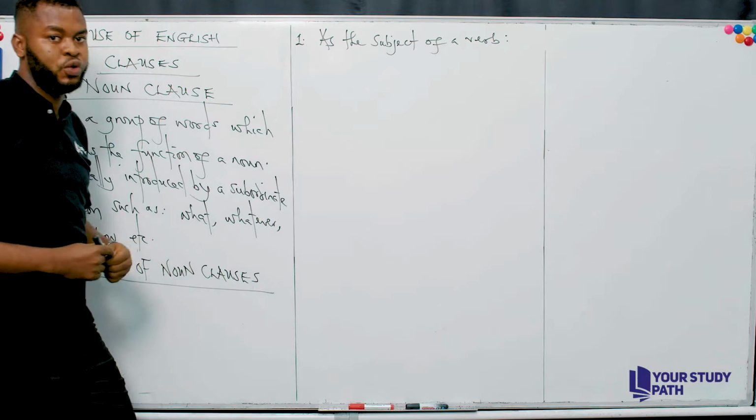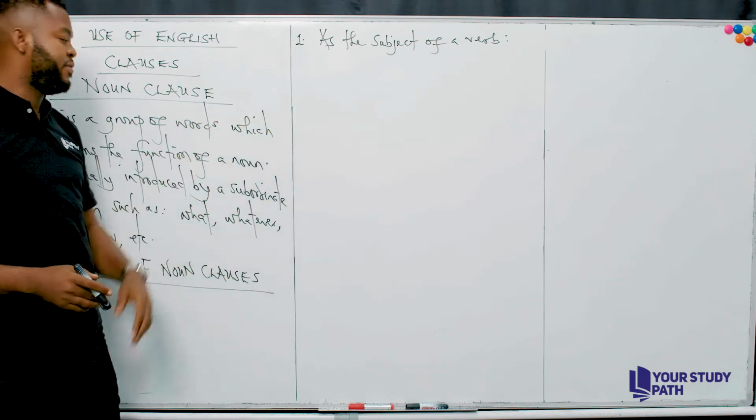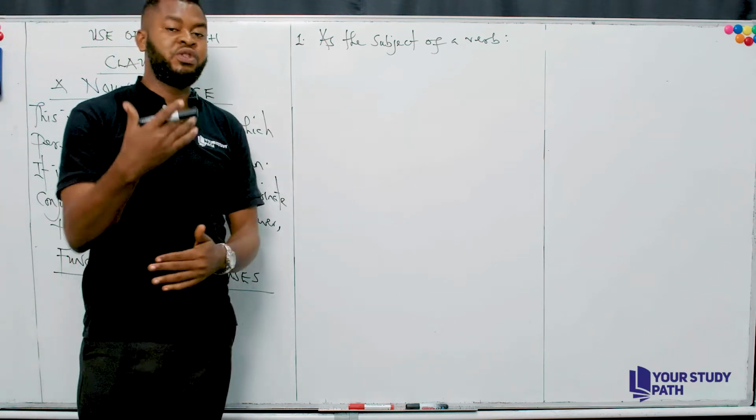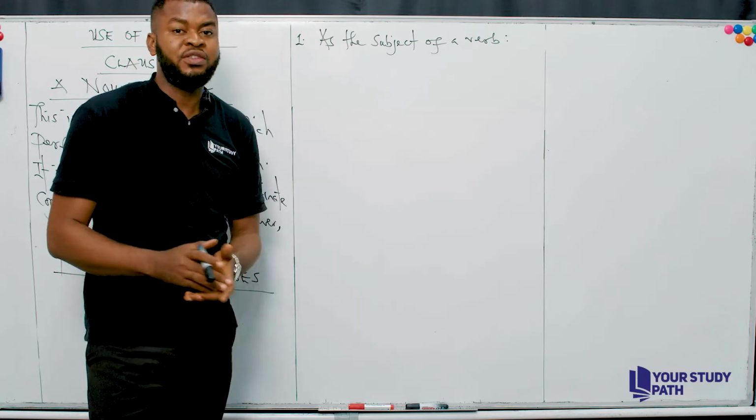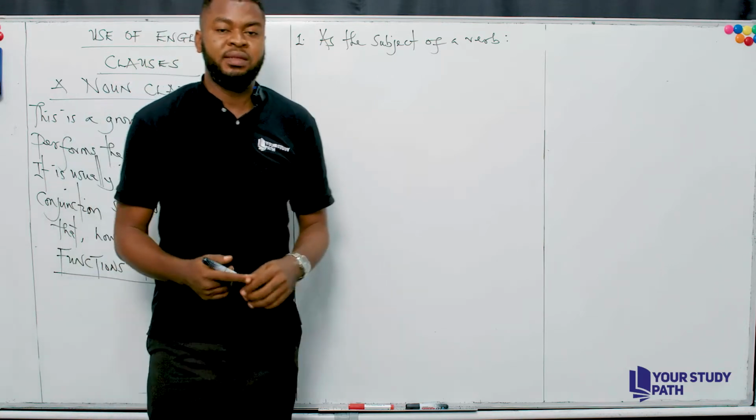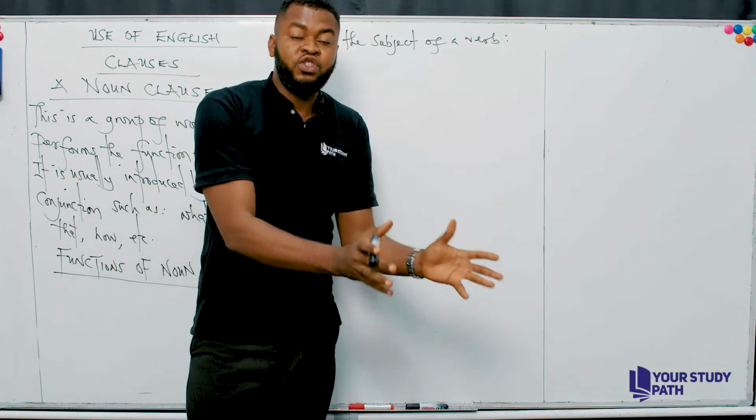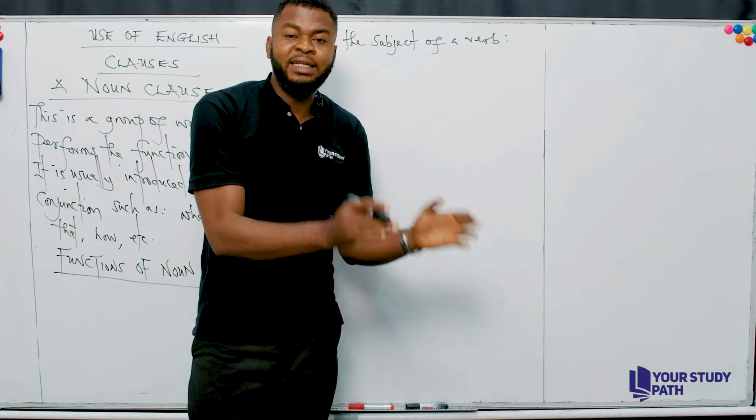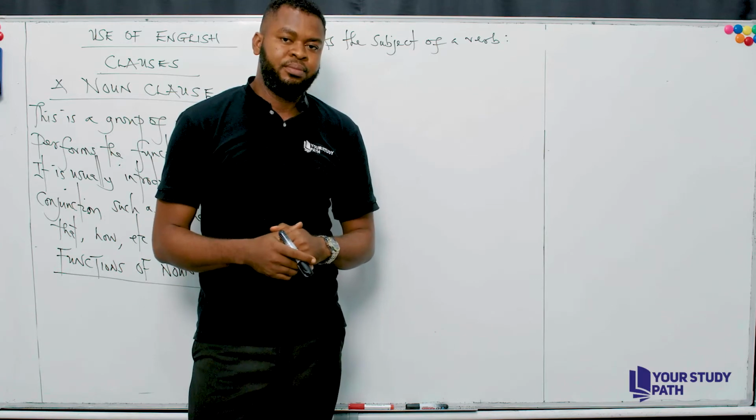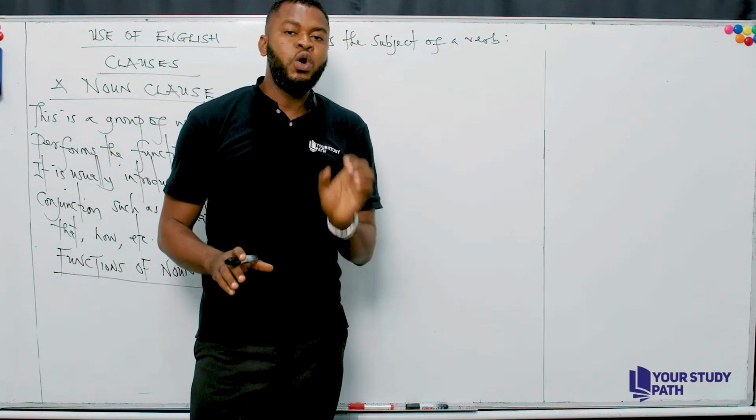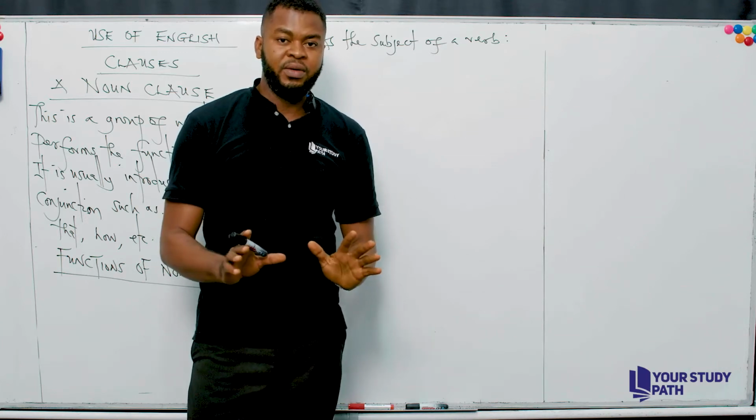Can you see that now? So a noun clause would always function as the subject of a verb. So we're going to examine this first function before we proceed to the second function. What do we mean by a noun clause functioning as a subject of a verb? What that simply means is that a noun clause, which is a group of words, will occupy the subject position of the sentence, and it mostly comes immediately before the verb. Can you see that now? So it mostly comes immediately before the verb. Is that okay?